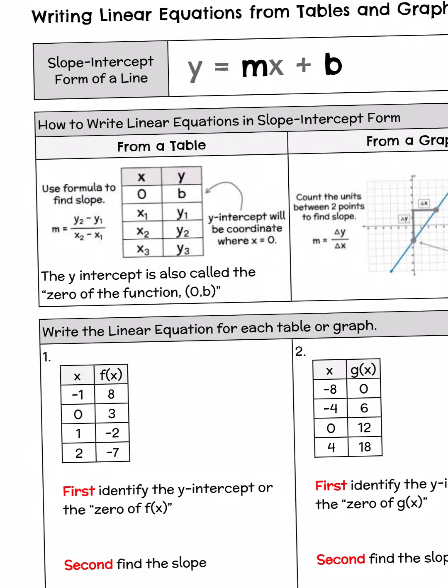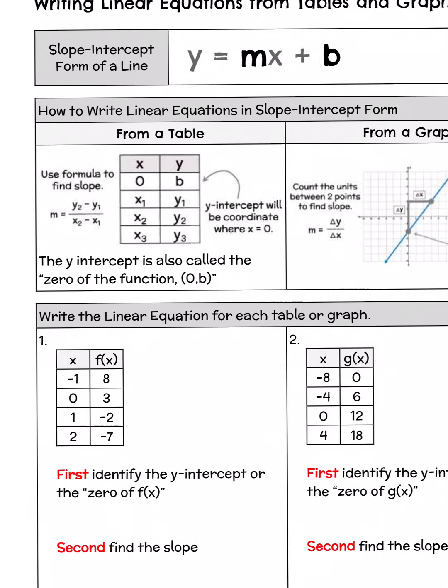So here, your y-intercept is where x is equal to 0, always. When this value is 0, you look over to the right on your table and you'll see your y-intercept. Now, on the test, sometimes the y-intercept is called the zero of the function. This is very important, the zero of the function. I'm going to be using that interchangeably in these notes.